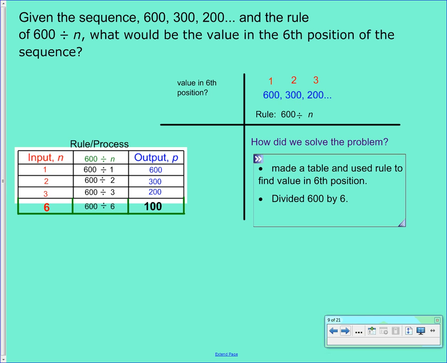How do we solve the problem? We made a table, and we used the rule to find the value in the sixth position. We divided 600 by 6. Okay? That's just your basic introduction into our concept here, into input-output tables. If you have any questions, please write them down on your whisk and bring them to class.